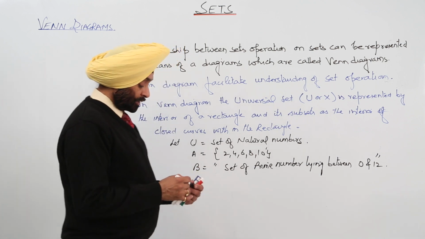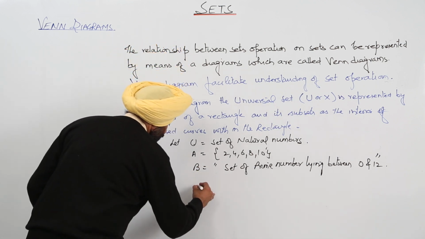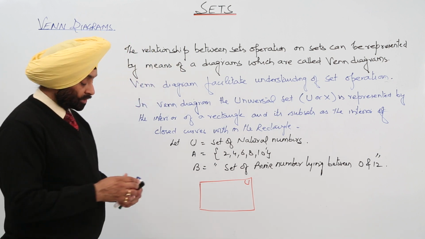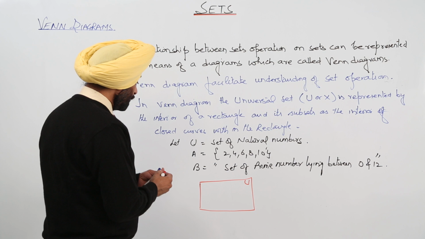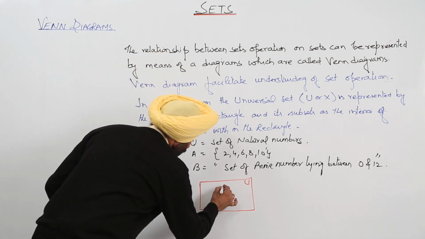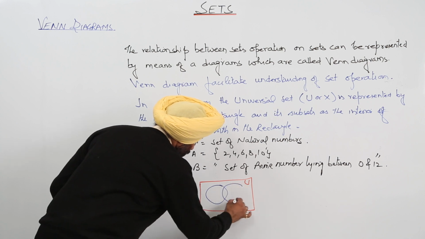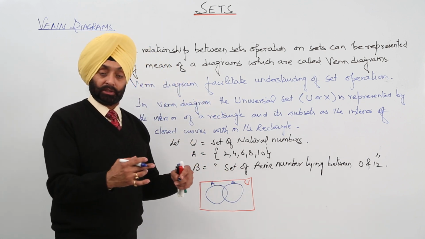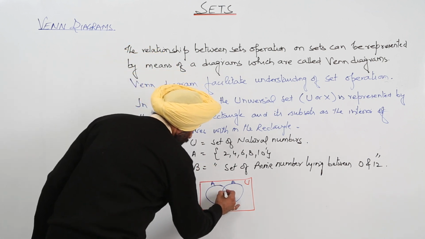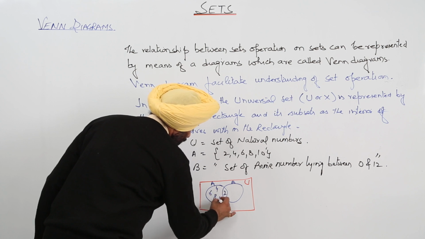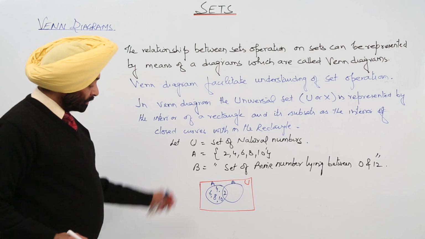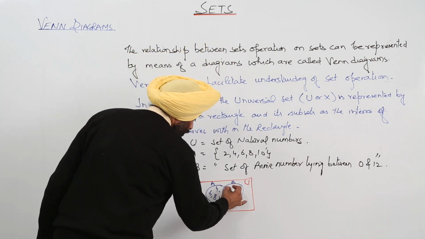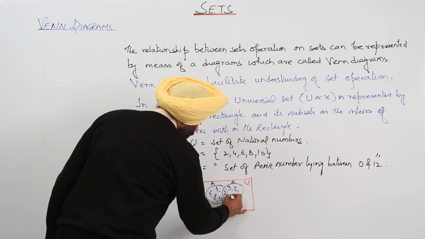Now how is a Venn diagram represented? Just look here. We write U, meaning the universal set, the set of all natural numbers. Then we can mention two sets here: this is set A, this is B. I have intersected the two sets. Why? Just look here. I can write 2, 4, 6, 8 and 10 for set A. Set B is the set of prime numbers lying between 0 and 12, so 2, 3, 5, 7, 11.